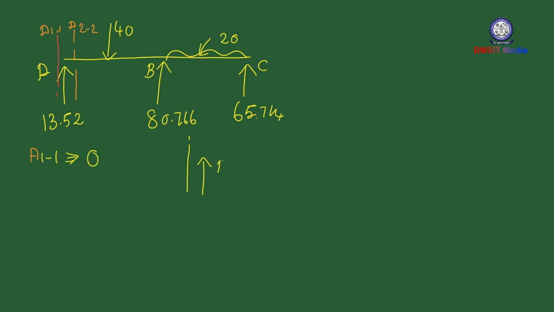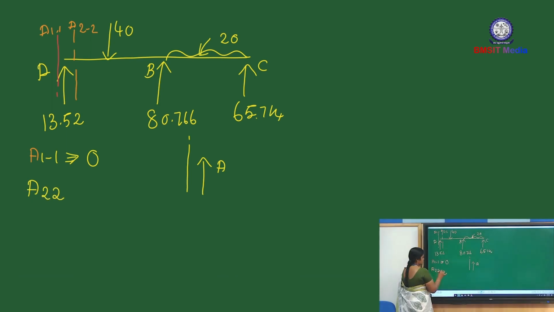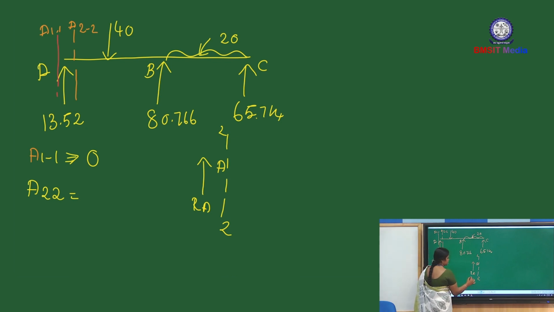This is point A. Now find A22. So this is A22. On the back side of this A22, one force is there, that is RA. What is the RA value? RA value is 13.52. Upward force is positive, so plus 13.52.